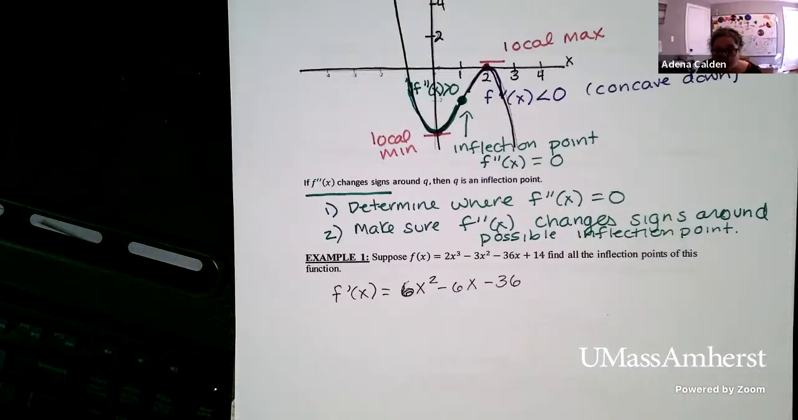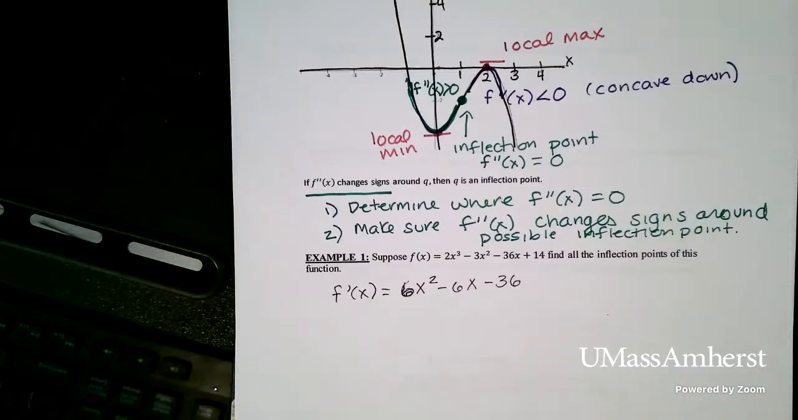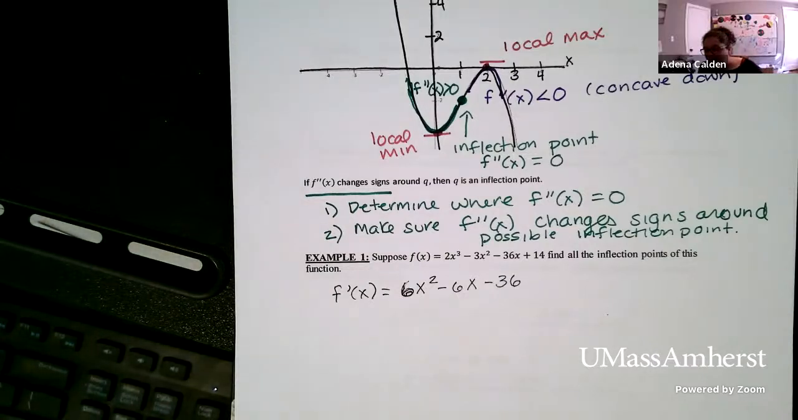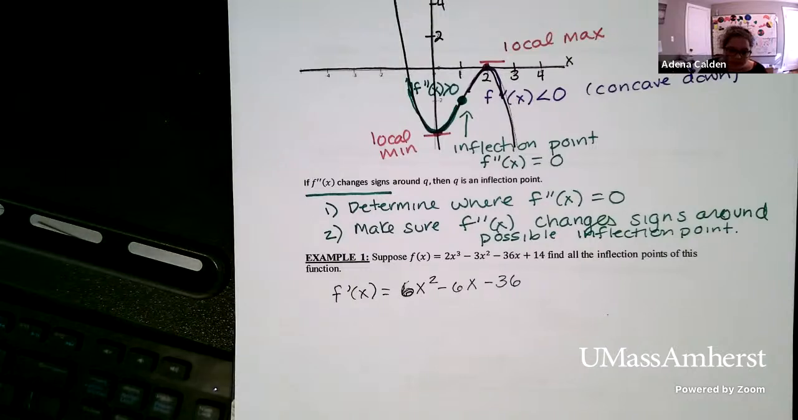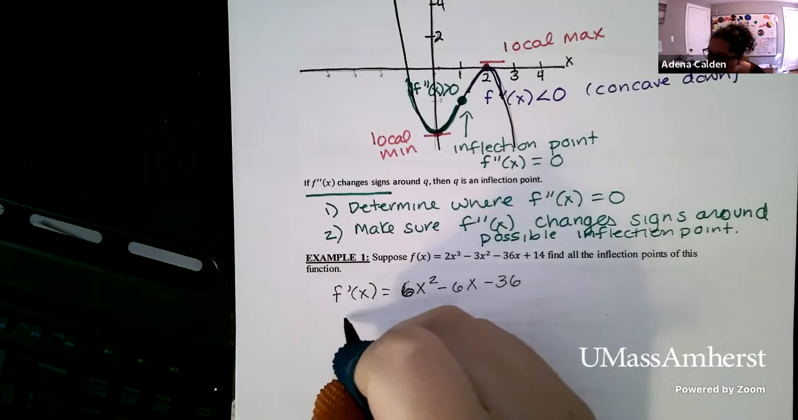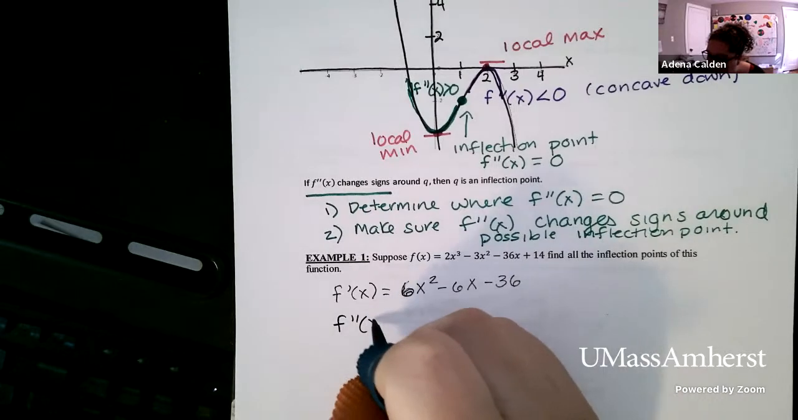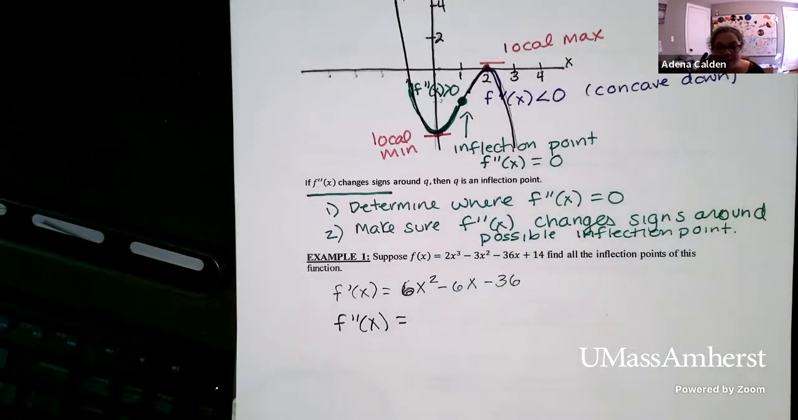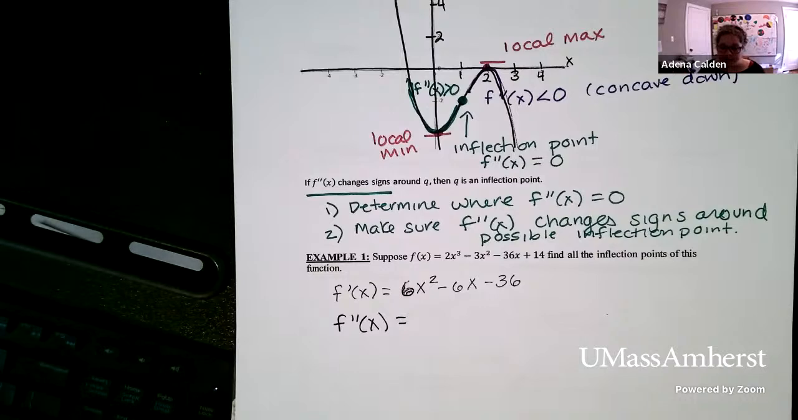Okay, so as a reminder, if we're looking for critical points, we're using the first derivative. So if we were looking for local maxes and mins, we would look for critical points by setting this equal to 0. However, when we look for inflection points, we are looking at the second derivative and determining where that equals 0 as our first step.